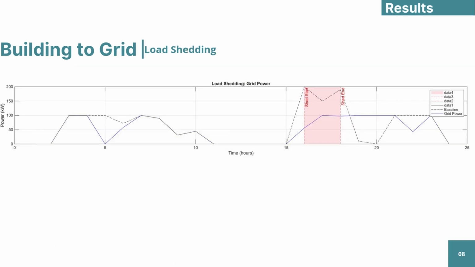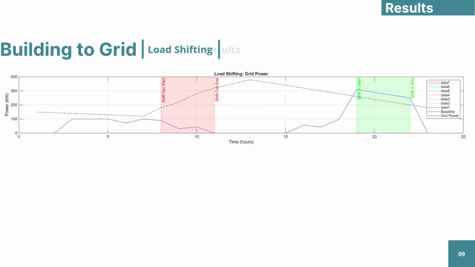Then we have the load shedding, where the optimizer temporarily reduces power use from about 200 to 100 kilowatts during specific hours, lowering strain on the grid. In load shifting, energy use is moved from evening peaks to lower price morning hours, balancing the demand.